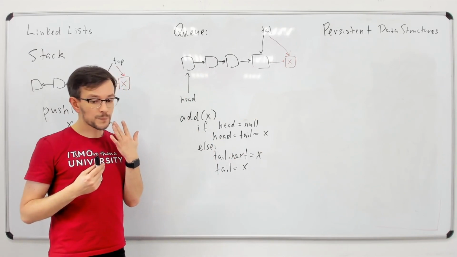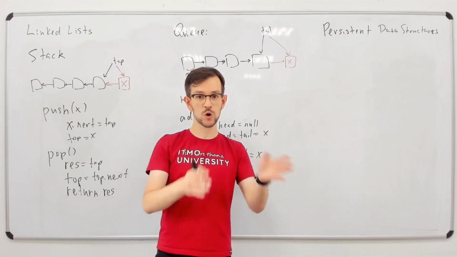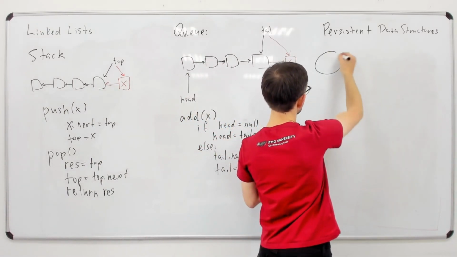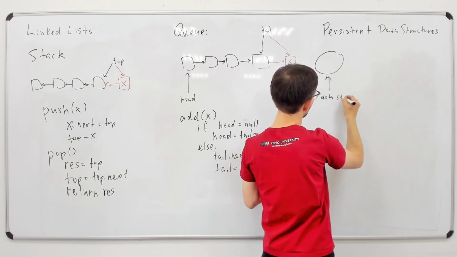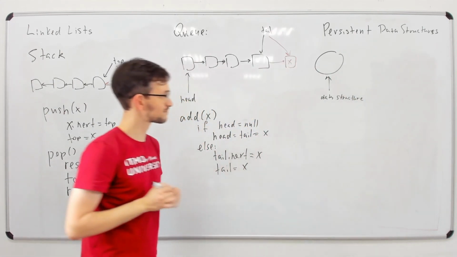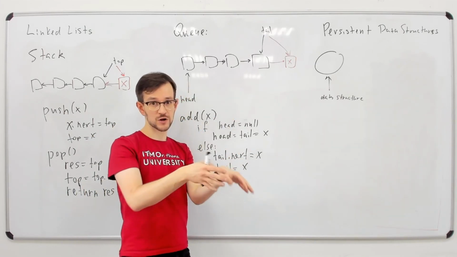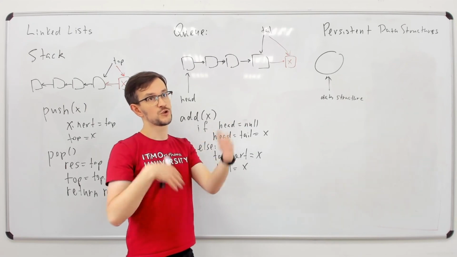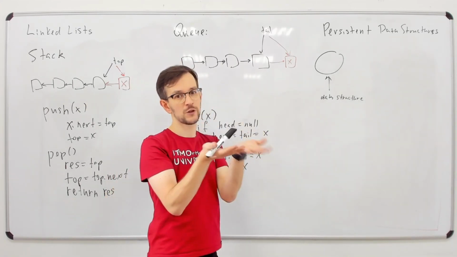Persistent. So what happens usually when you have a data structure? Let's have some data structure. You make some operation on this data structure, like add a new element, remove some element, change some element, and so on. So you make some operation which changes the state of the data structure.